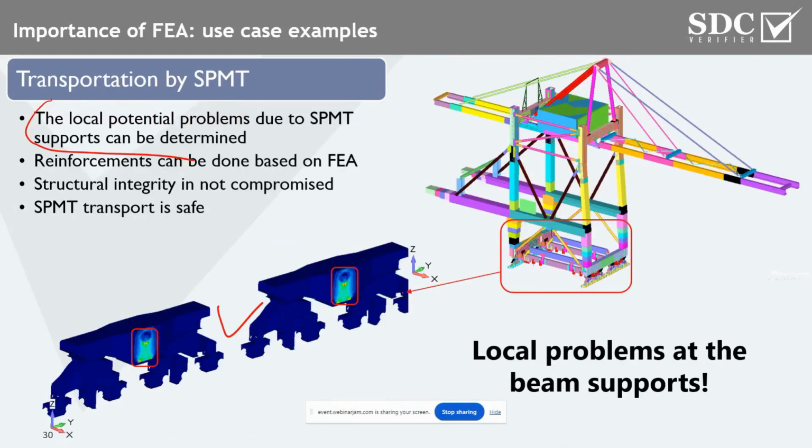So the selection of the supporting area for the beams becomes essential, as it can create local problems which require local reinforcement or design upgrades. So we have to make sure that the structure is not compromised, because afterwards it will still be in operation, and that is important. And as the result, basically we are providing SPMT transportation with safe conditions.